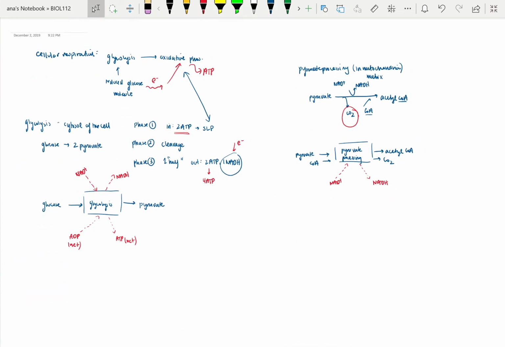Hopefully that gave a good general idea of what's happening in these first 2 steps. And in the next video, I'll talk about the TCA cycle and oxidative phosphorylation.